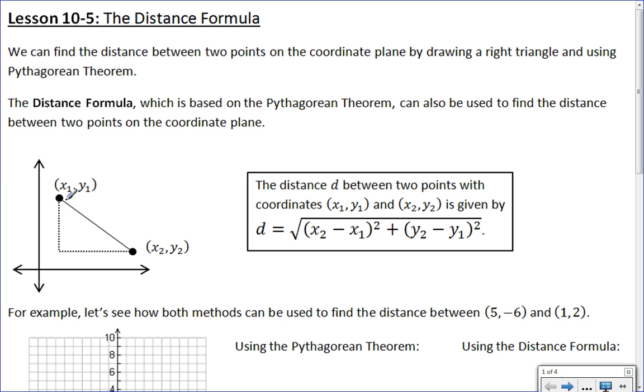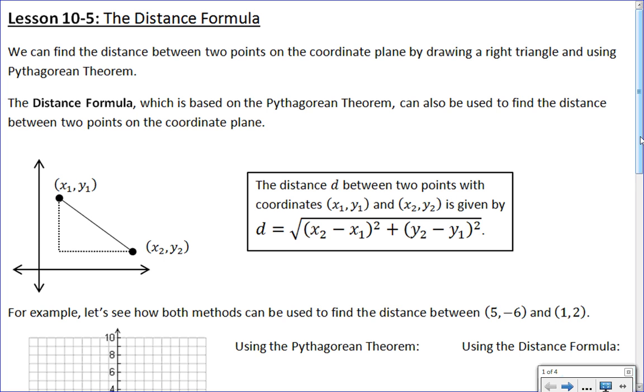So if you have 2 points on the coordinate plane that have coordinates x1, y1, and x2, y2, this formula here will give us the distance between those 2 points. Now, this looks like a pretty messy formula. We've got some subtraction, some squaring, some adding, a big old square root. So with this formula, it's going to be very important that we do these in parts and not try to do the whole thing all at once.